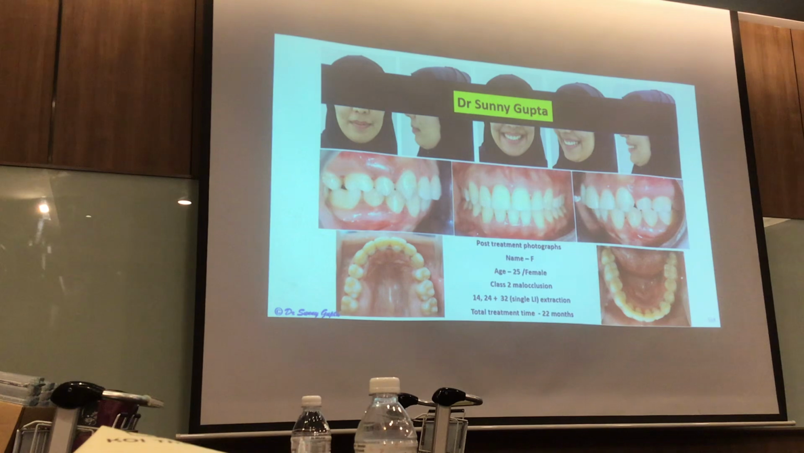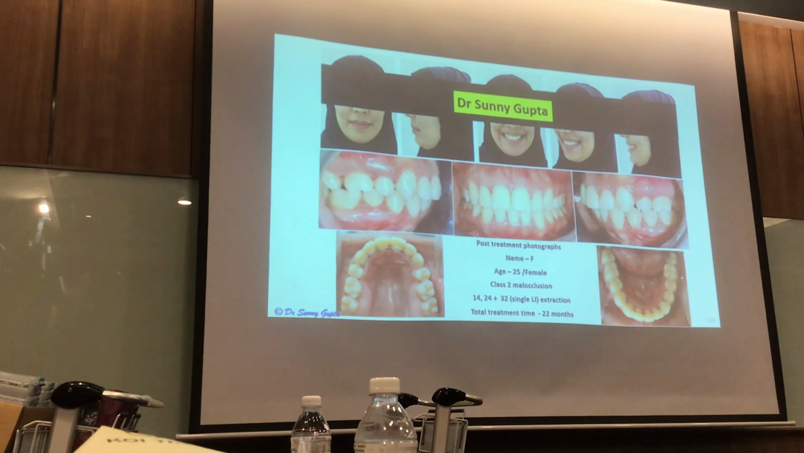We have a functional class 2 molar relationship with good interdigitation posteriorly. Class 1 canine, good overjet and good overbite. So our Andrews first key is balanced by all the other things, isn't it? There is good inclination of upper and lower teeth, mesiodistally and labiolingually. So second and third keys are balanced.